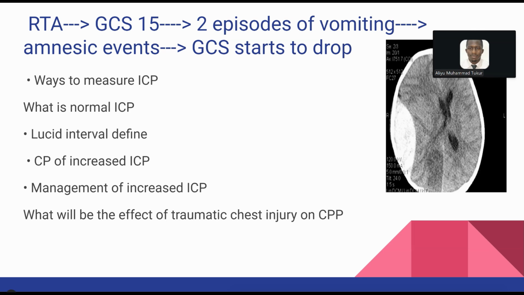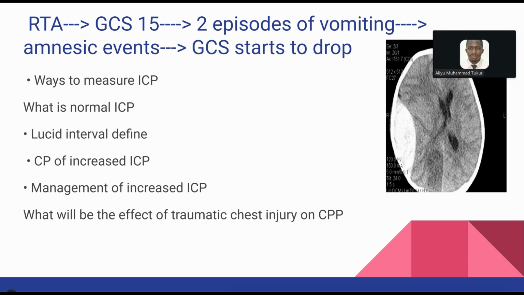Another way is by using a subarachnoid catheter. It's a bit safer, but it's less accurate. It has less infection. One can also use a subdural catheter to assess the ICP. It has a lower infection rate, but it's less accurate than intraventricular. Okay, so what is the normal value of the intracranial pressure? The normal value of intracranial pressure is between 7 to 15 millimeters of mercury.